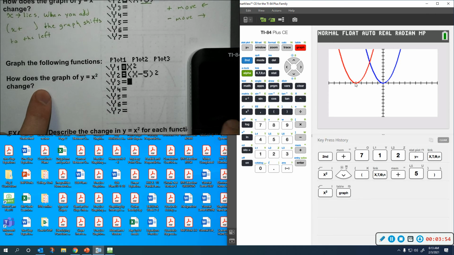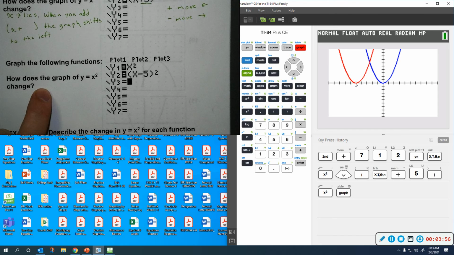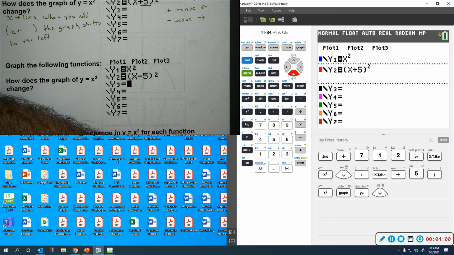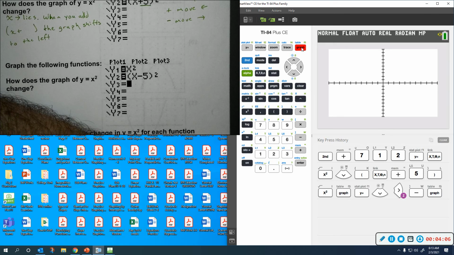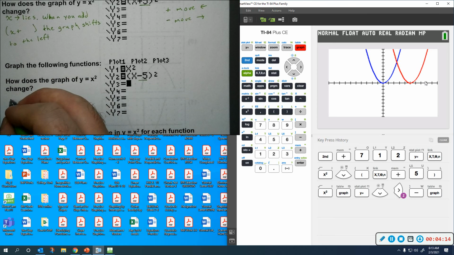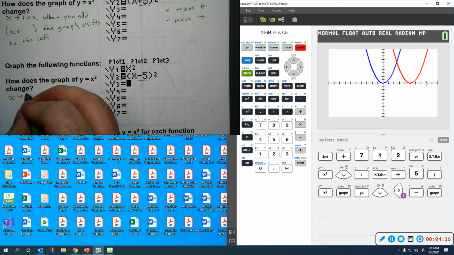Now, it says graph the following functions, and this time we need to go back to y equals, and we're going to change our second one. Instead of plus 5, we're going to change that into minus 5. And see what happens. Well, now it has just moved 5 spaces to the right because it said minus 5. Once again, remember, x lies.